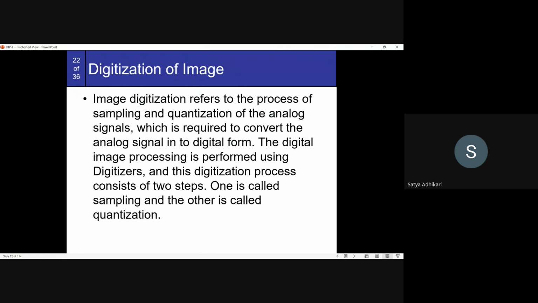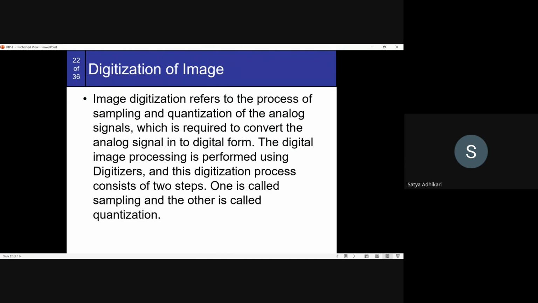Then digitalization. As you know, we need a digital image for processing. So how can an image be digitalized? It will be digitalized by two processes: one is sampling and another is quantization. Image digitalization refers to the process of sampling and quantization of the analog signal, which is required to convert the analog signal to digital form.